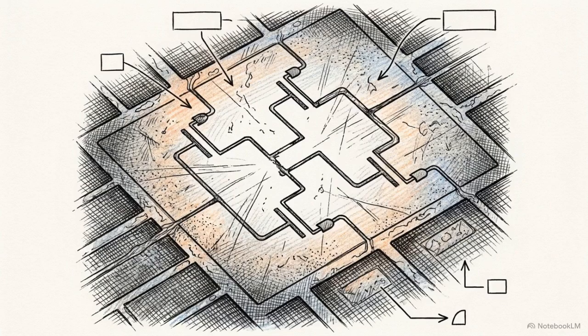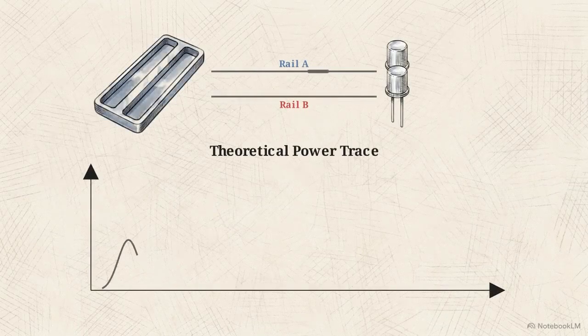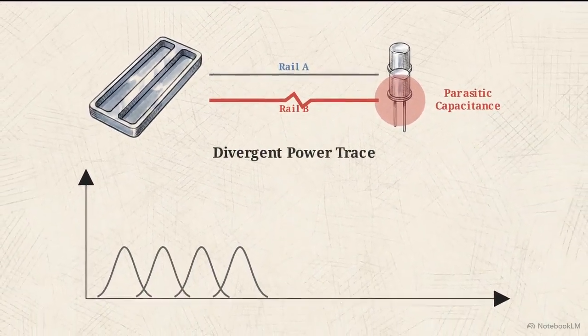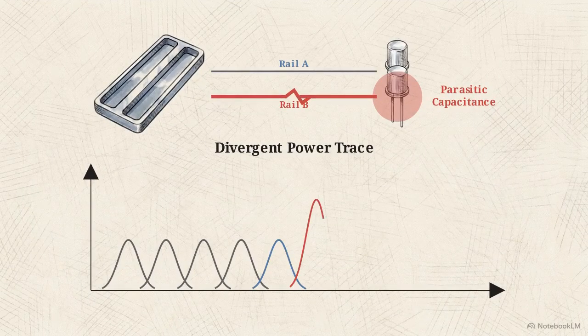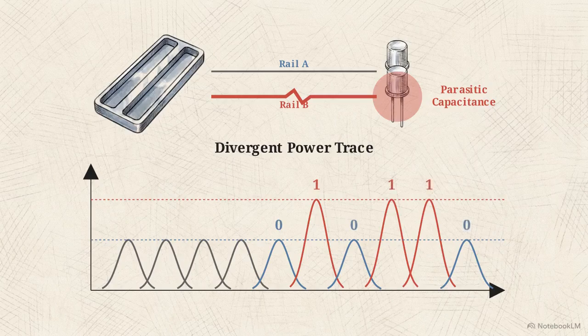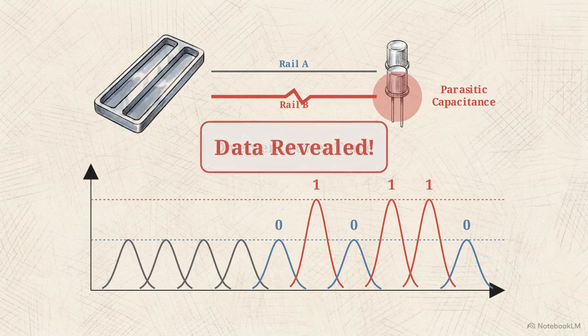But theoretical mathematics and actual semiconductor manufacturing operate under different rules. At the nanometer scale, perfect symmetry is impossible to manufacture. When fabricating the microscopic physical wires attached to the dual rails, one wire will inevitably be slightly longer or thicker than the other. This creates a capacitive mismatch. Because the parasitic capacitance on the rails is no longer identical, the power trace diverges. The gate draws slightly more power to drive the thicker wire, exposing which rail fired, and once again revealing the data.